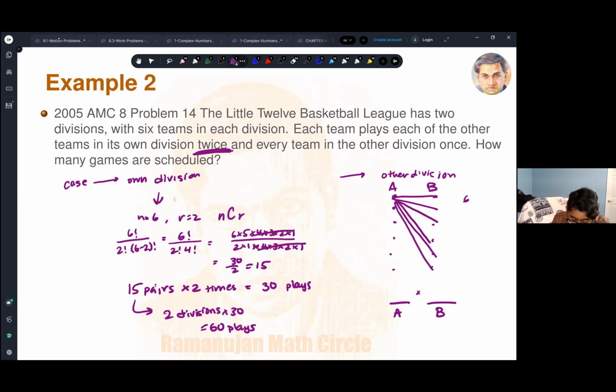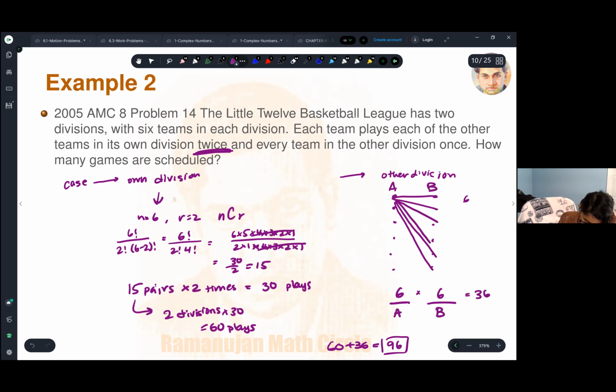The number of ways to get a team from division A is 6, right? Because there are 6 teams. The number of ways to get a team from division B is also 6 because there are 6 teams. So there are 36 ways of having a game between 2 teams, one from division A and one from division B. So if we add the 2 of them, 60 plus 36, because there are different cases, one is playing within divisions and the other is playing outside of divisions, you get 96 as your total.